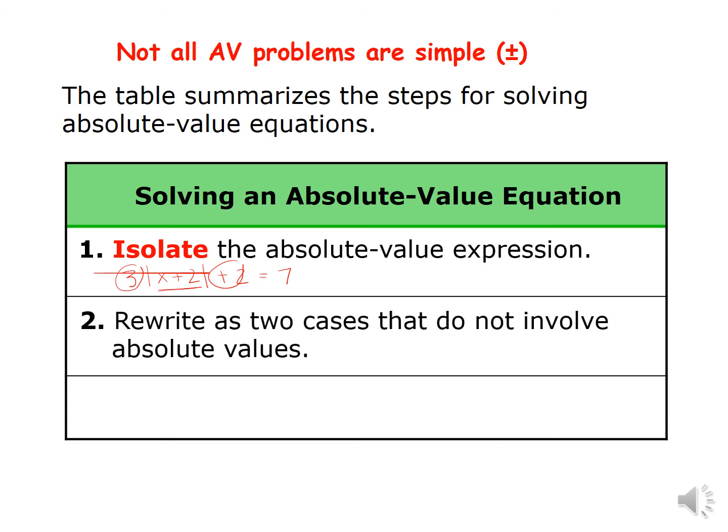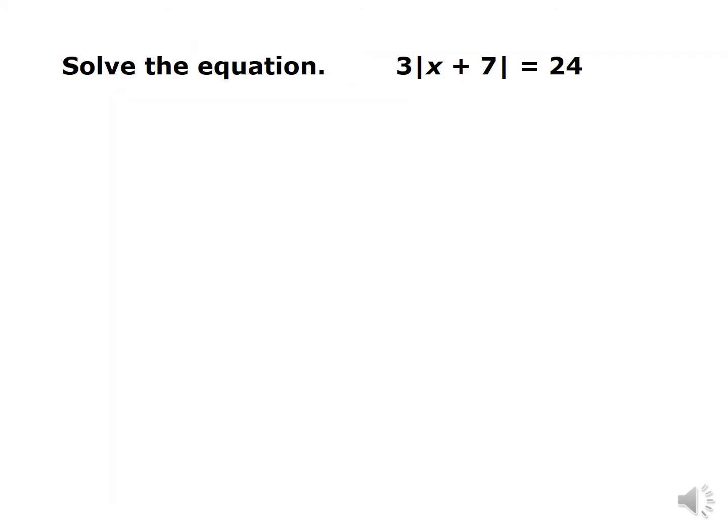Then you have to rewrite it as two cases, and I'll explain that in a minute. And then we have to solve the equation for each of the cases. So let's go back and talk about what that means. First step, isolate the absolute value. So I'm going to get rid of the 3. Absolute value of x plus 7 equals 8. Now, before I go on, I want you to notice that I am never, ever going to touch what's inside the absolute value. It never changes.